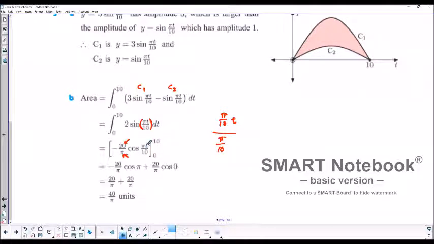Substituting 10 in for t, the 10's cancel, so we're left with cosine of pi. When 0 goes in for t, it gives you the cosine of 0, which is 1. Cosine of pi is negative 1. So negative 1 times negative 20 over pi is positive 20 over pi. And then, of course, the 20 over pi here. When you add them together, you get 40 over pi units squared.